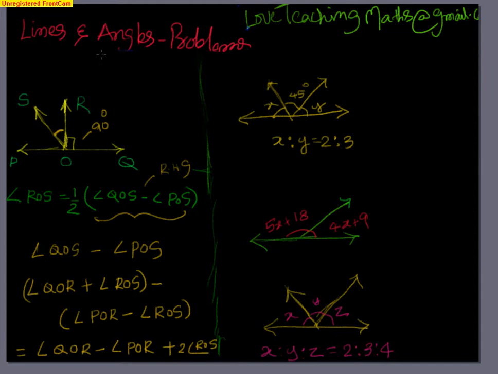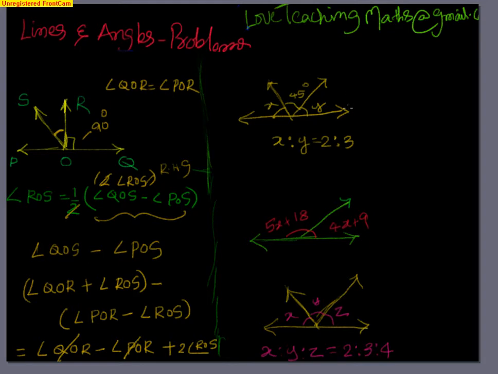So we know that angle QOR is equal to angle POR. I know this is equal to this, so if I cancel it, I will be getting 2 angle ROS. This whole expression becomes 2 ROS. The 2 cancels, so I have angle ROS equal to angle ROS. That's what we have proved. Okay, now let's move ahead.